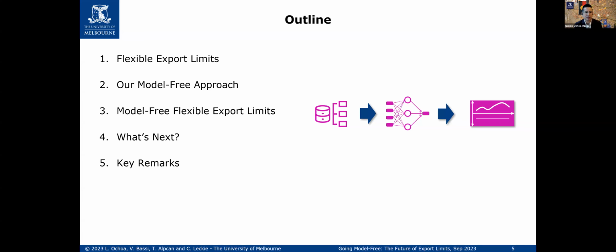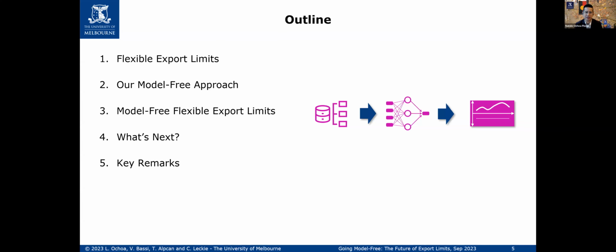I will explain a little bit more about them, and then we will move into our model-free approach. What we're doing, I'm not going to get into extreme details. There's plenty of literature that we have produced, reports and papers, and they are all publicly available. But then we will get into the case studies, really, okay, how does it look? What sort of results will we get? That's part 3 that Vincenzo will go through, the model-free flexible export limits.